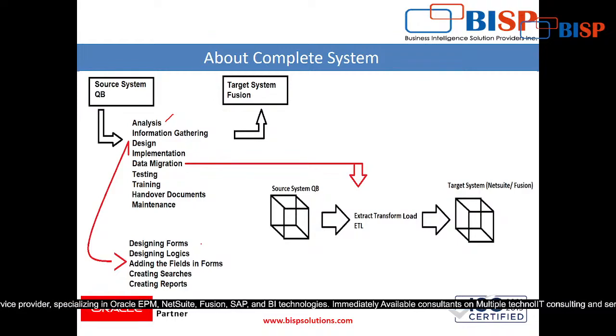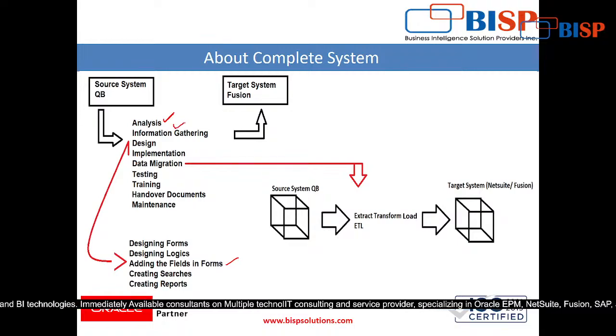and then adding the fields in form, because this is called first of all analysis. Analysis means exactly what we are going to do, what tasks are assigned to us. Second thing is information gathering, right?